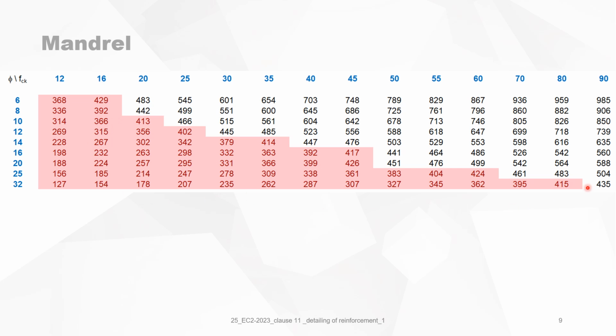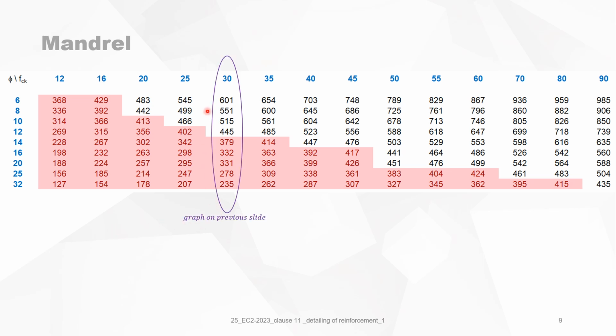You can now just visualize this in a table with different values. On the X axis, you will have the concrete quality. On the Y axis, the different diameters of the steel. And the table gives you the sigma SD, the maximum allowable steel stress to avoid crushing of concrete.